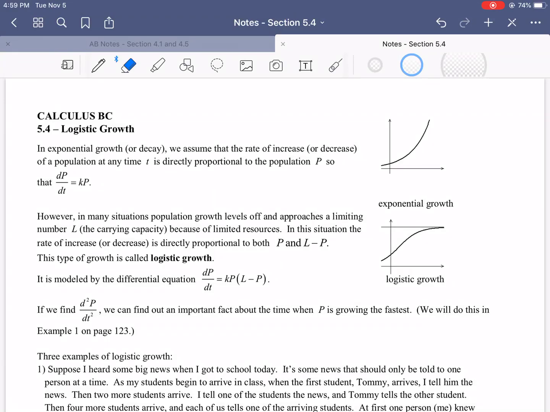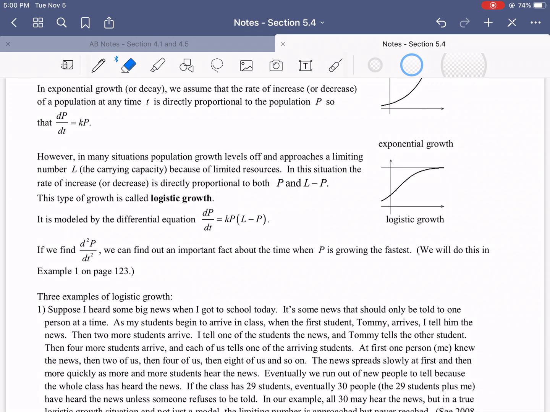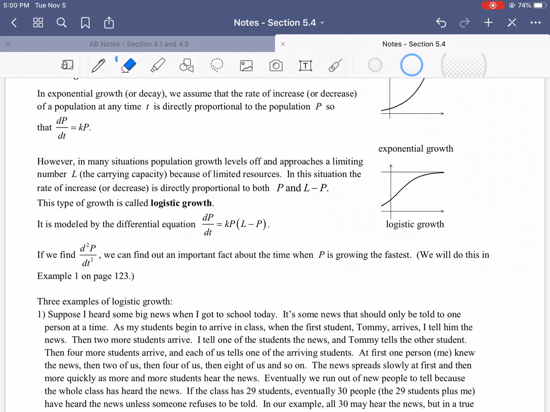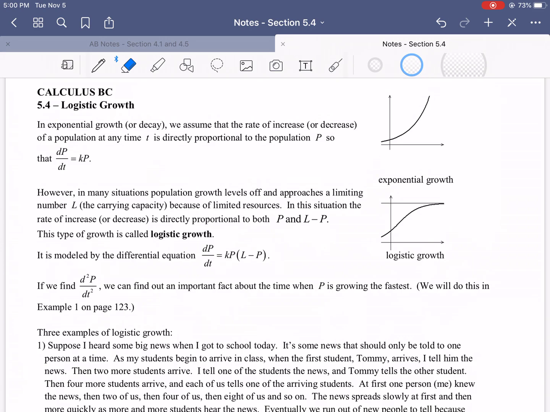All right, today's lesson is on logistic growth, and so we're going to talk about some very important facts about the logistic growth function that you need to know, and this is one of our differential equations that we take a look at. In exponential growth or decay, we assume that the rate of increase or decrease of a population at any time t is directly proportional to the population, so that dP/dt is equal to kP.